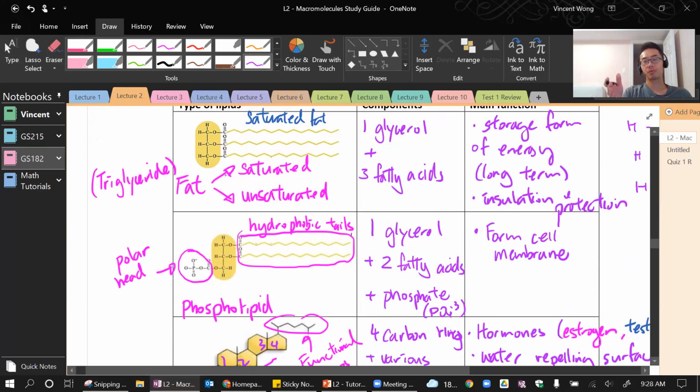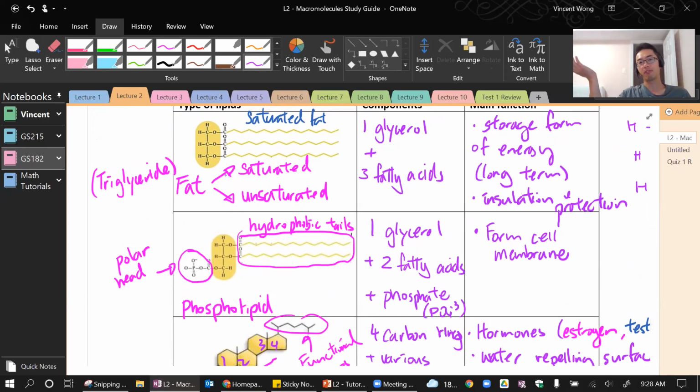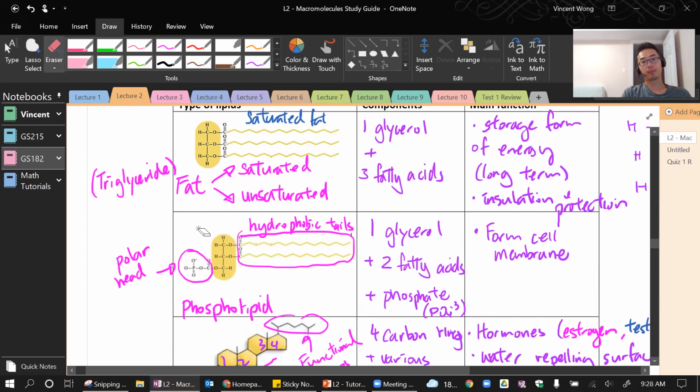That's why fat will not dissolve in water. You put butter in water, it will not dissolve. Butter is an example of fat. Phospholipids, on the other hand, instead of having a third fatty acid tail, use that third slot to connect to a phosphate group.